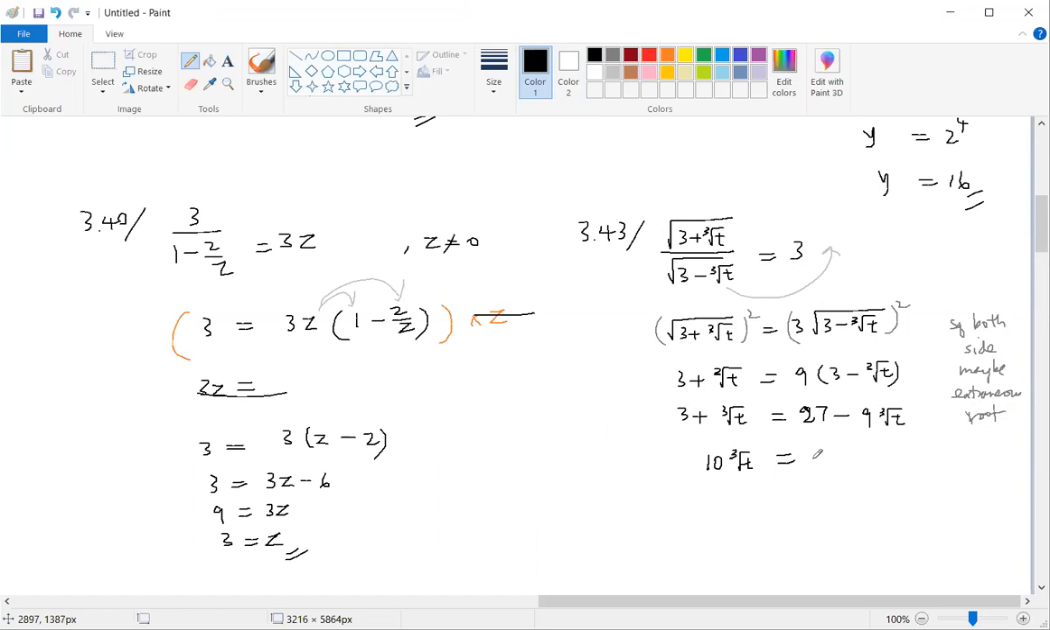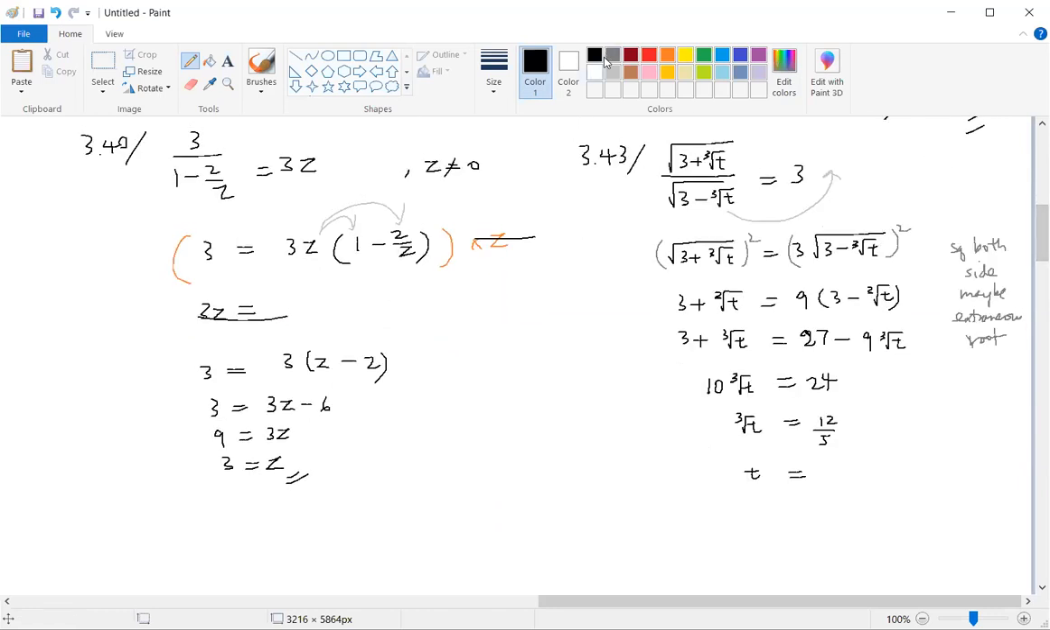Is it okay? Move this over, it is 24 divided by 10, that is divided by 2 is 12 over 5. And so now you want to move the cubic root sign, which is to cube everything. So here, cube everything. Like this.